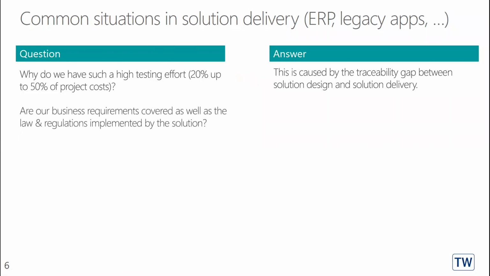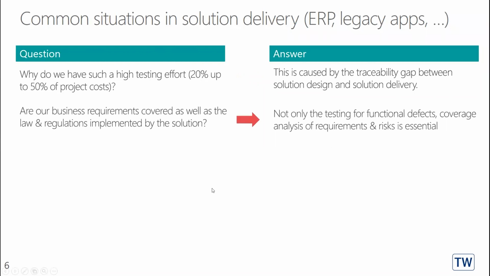Another question that arises is, how are our business requirements, that's mostly the concern, covered, as well as laws and regulations, especially in the financial and insurance industry? Are they really covered by and implemented by the solution? The answer is that we should test not only for functional defects, but mainly that the requirements and risks are essentially covered by the solution.